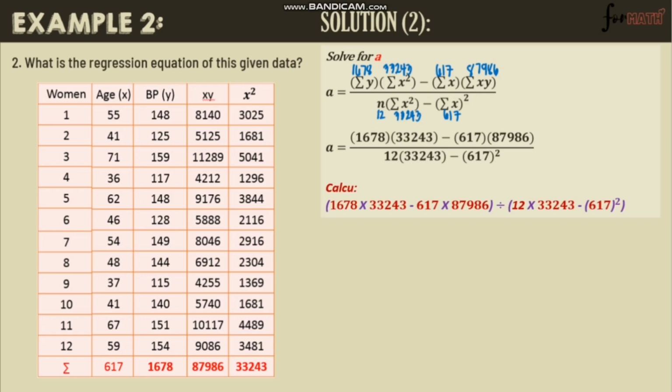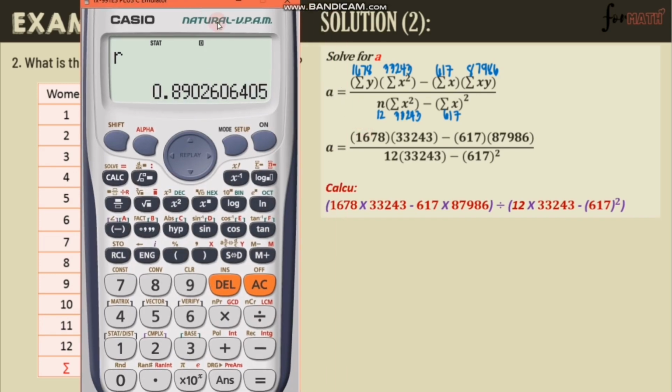Okay? So, try natin sa calculus. Okay. So, open parentheses. You can use yung ating, etong una. Pwede naman po ito gamitin. Etong part na to. Pwede po yan, ha? Okay? Sa mga high-tech yung calculus, pwede po yan diretso na. So, ito naman, gamitin ko lang yung sa may one-liner calculator. So, 1678 times 33243. Okay, minus 617 times 87986.